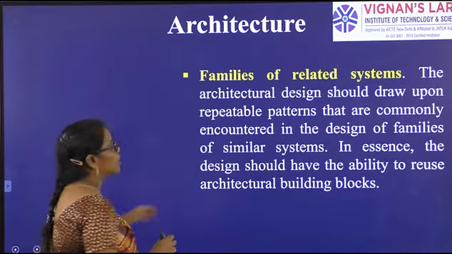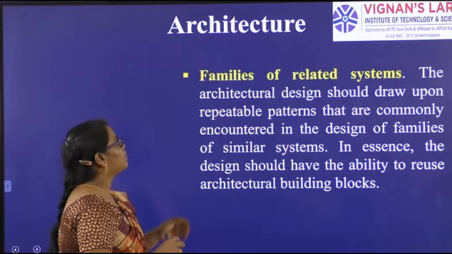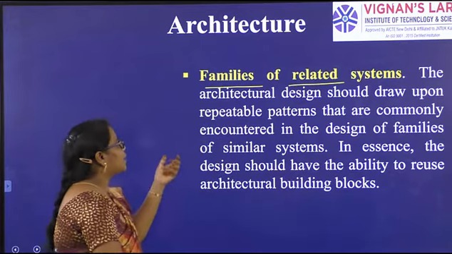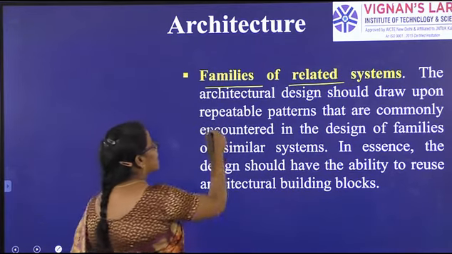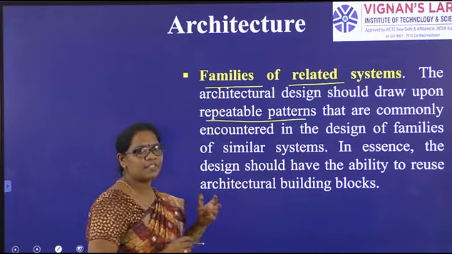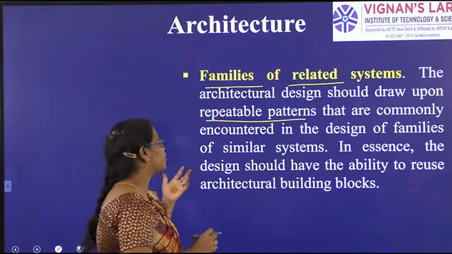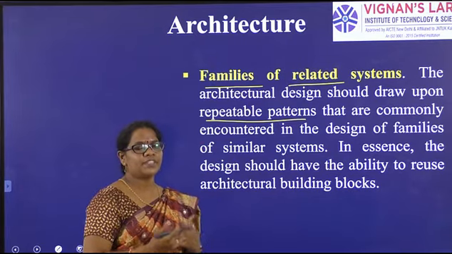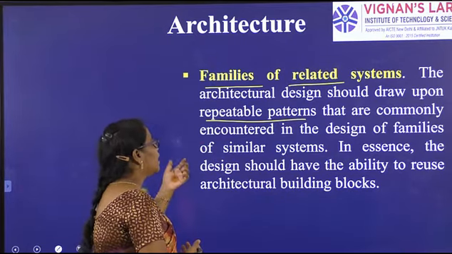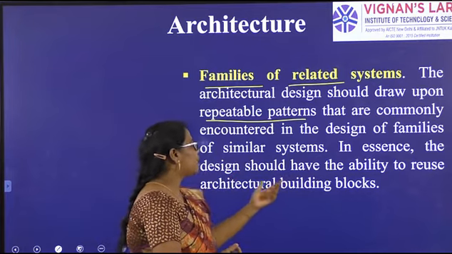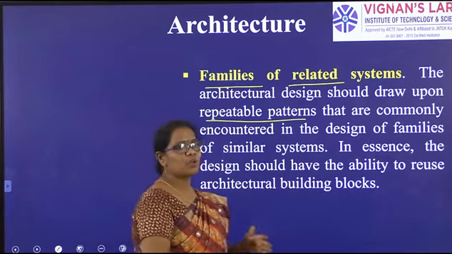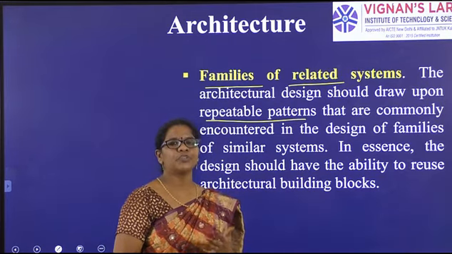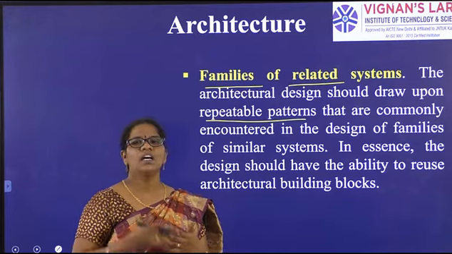And next, families of related systems. Okay, the architectural design should draw upon repeatable patterns. So whatever patterns we have seen in the second unit, the previous unit, in those patterns, how it is encountering the design of families. So different families of designs are there. Okay, so in essence the design should have the ability to reuse architectural building blocks. So whatever architecture you are drawing, that architecture should be reused until the system gets updated.